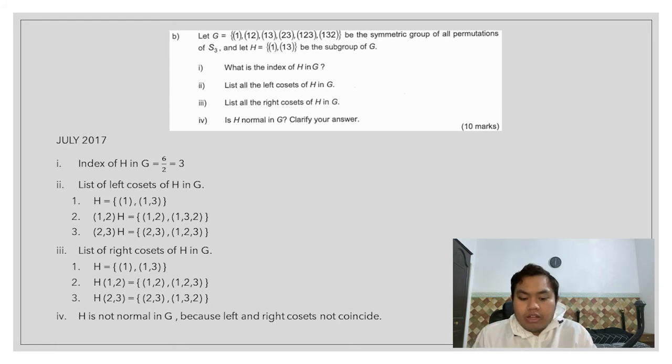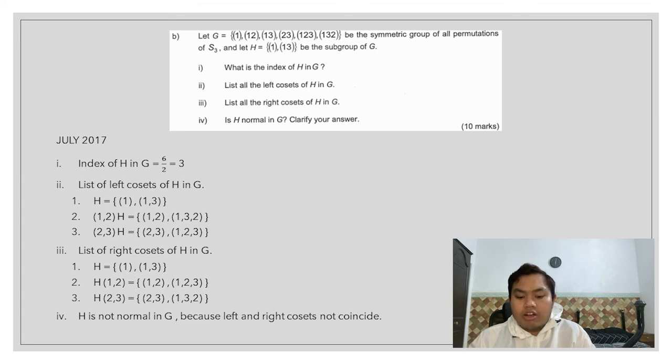The first left coset of H is {1, 2}, and after doing some permutation, we get (1, 2) and (1, 3, 2). Another left coset of H is {2, 3}, and we do some permutation, we get (2, 3) and (1, 2, 3). The third question is, list all the right cosets of H in G.